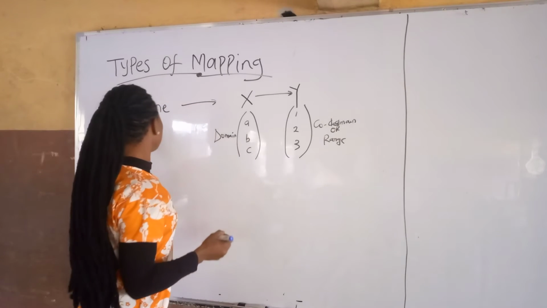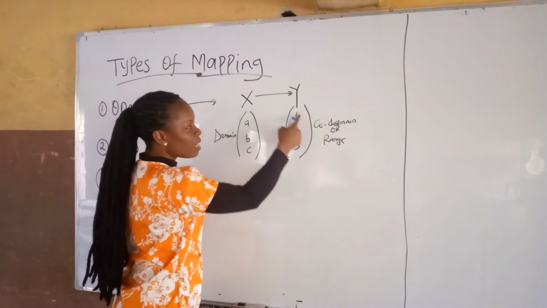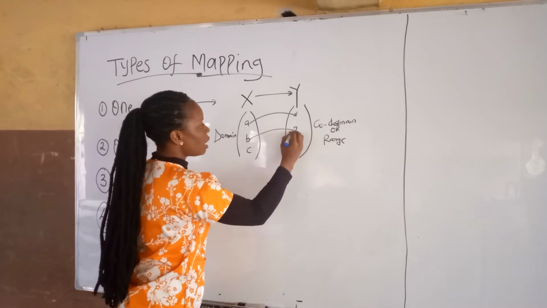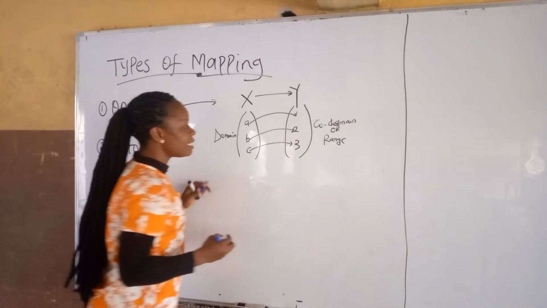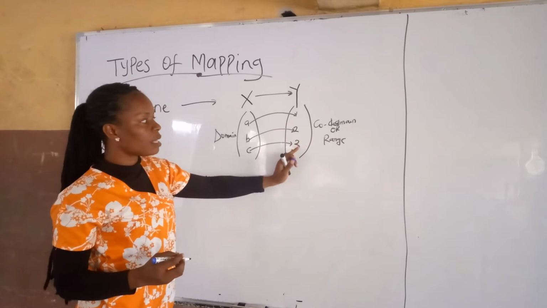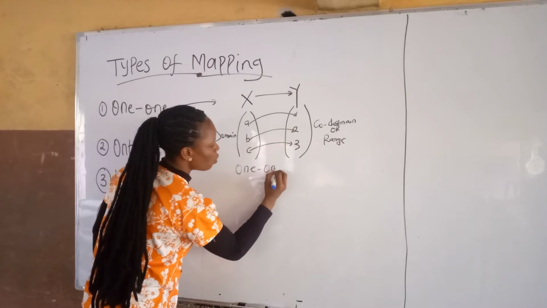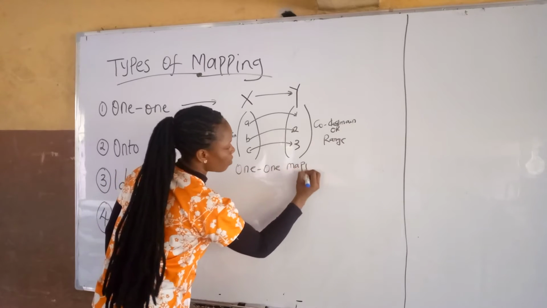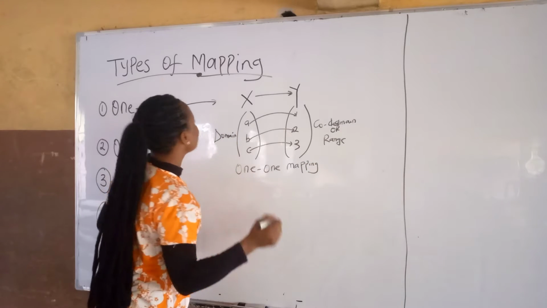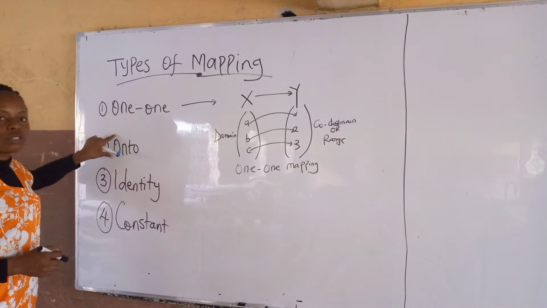So what a one-to-one mapping says is that every element in the domain has a unique image in the codomain. Every element here has a unique image in the codomain. So every element in set X has a unique image in set Y. We call this type of mapping a one-to-one mapping. So let's look at the second one. We have here onto mapping.